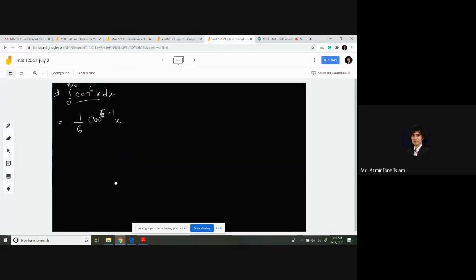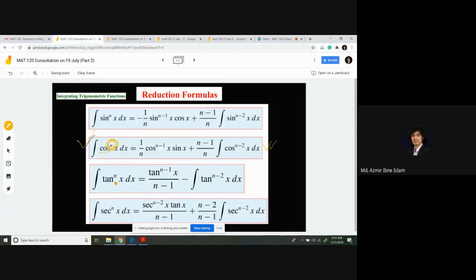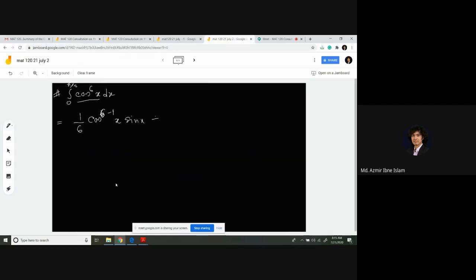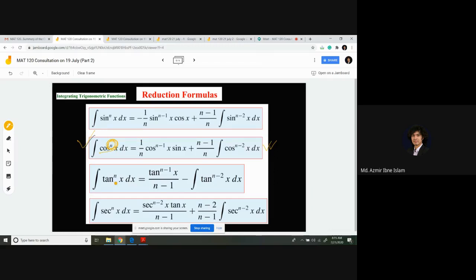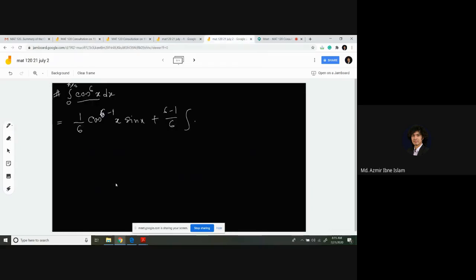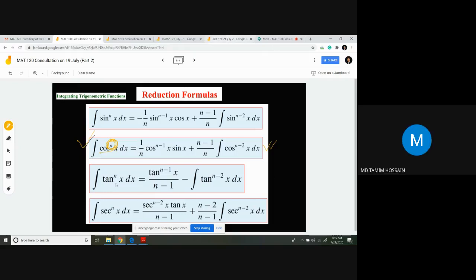sine x. And then plus n minus 1, that is 6 minus 1 over 6. And then integration of cosine n minus 2, cosine 6 minus 2 x dx. Is that okay, Tamim? Yes. So we are just applying the direct formula. It is called reduction formula. So you don't need to memorize all these formulas, okay?